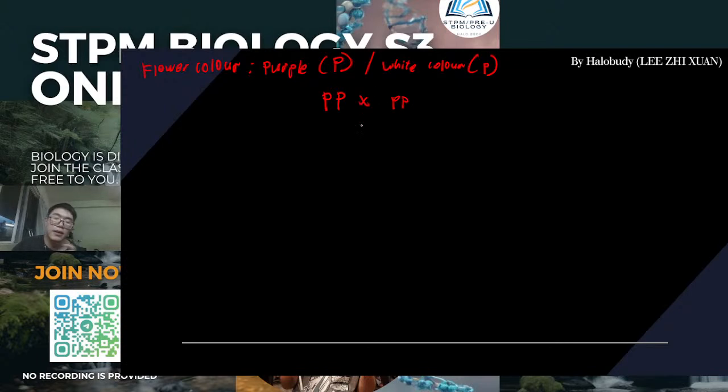I hope you guys can differentiate between this capital P and smaller p. This one is dominant, purple color, and this one is recessive, white. Okay, this is the P generation. I drew a schematic diagram. This is what we call a schematic diagram.